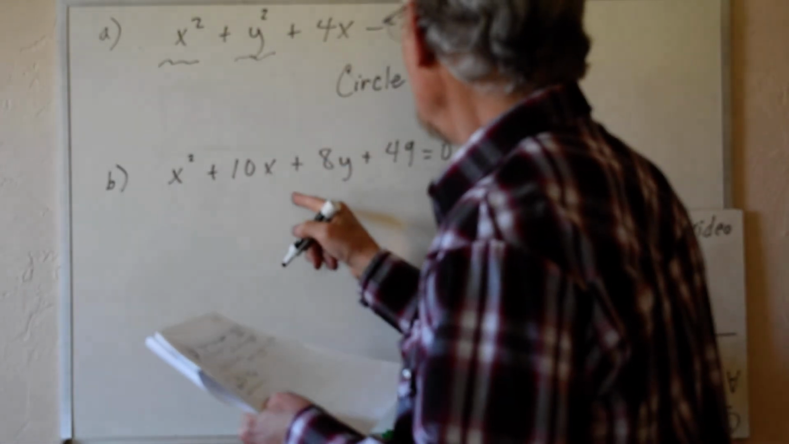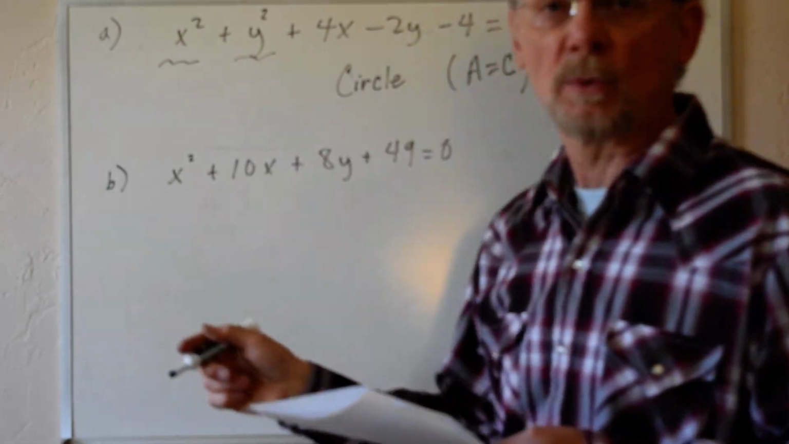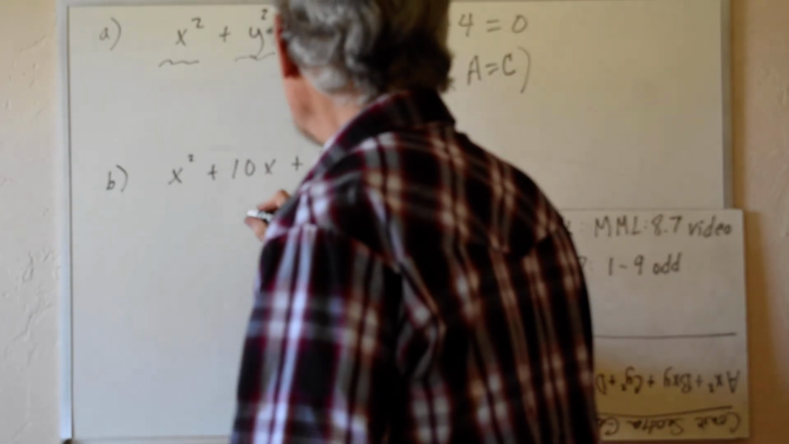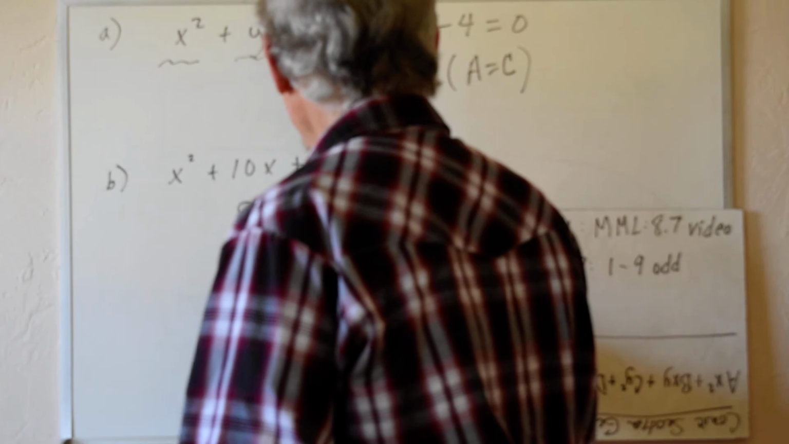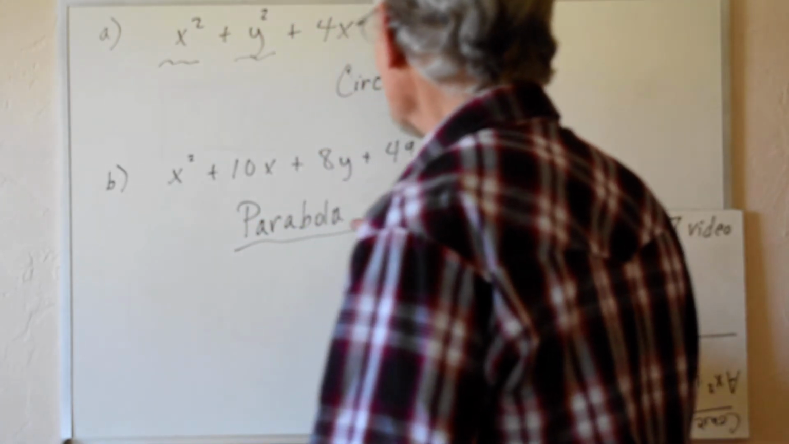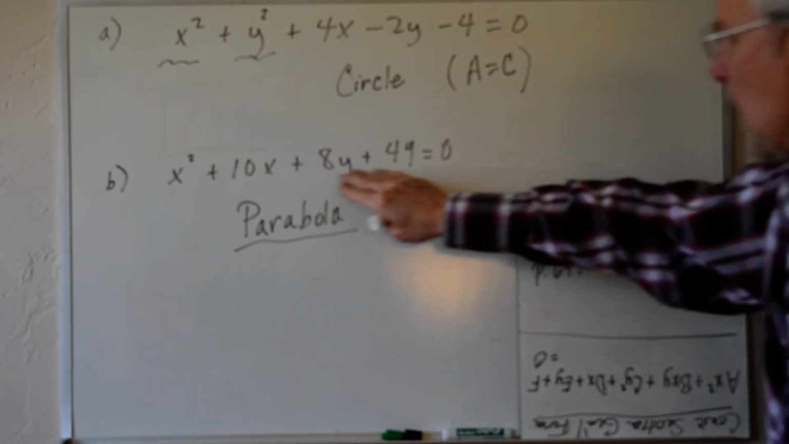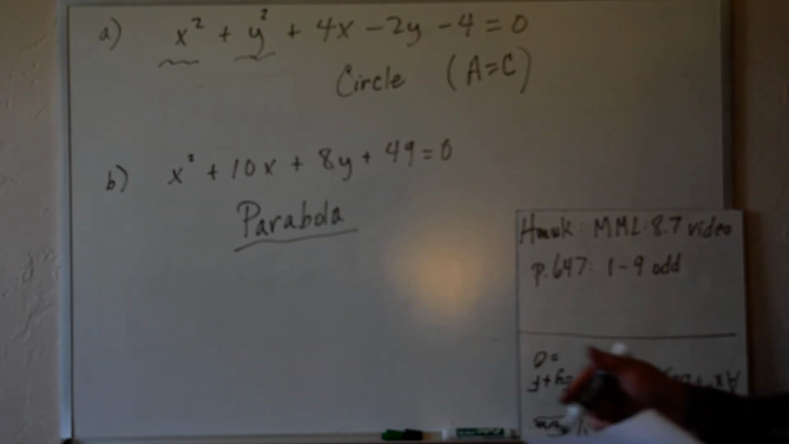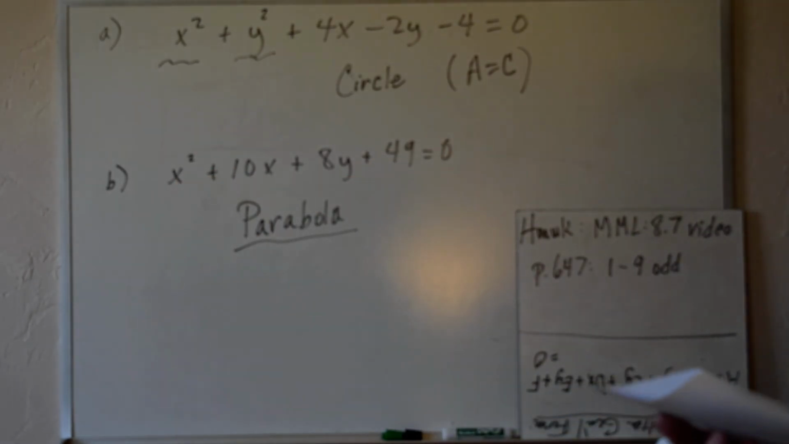How about B? Is there an x squared term? Yes. Is there a y squared term? No. So therefore it can't be a circle. So in this case, since I told you it was one or the other, it's got to be a parabola. And we can see, yeah, there's no xy term, everything is legal, so yeah, this is a parabola. It's a parabola that's vertically aligned because there's no y squared, there's only the x squared.